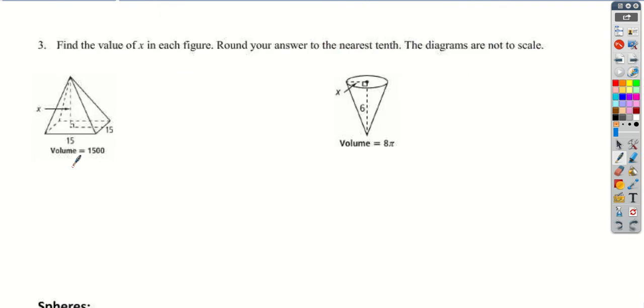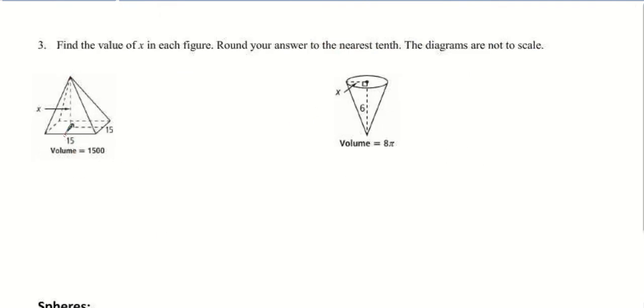All right, same thing here. We want to figure out what x is here. So we're going to start with our volume formula. So we're just going to do 1/3 the area of the base times the height. And then I'm going to plug in. So I know the volume is 15,000. That's going to go in for V.